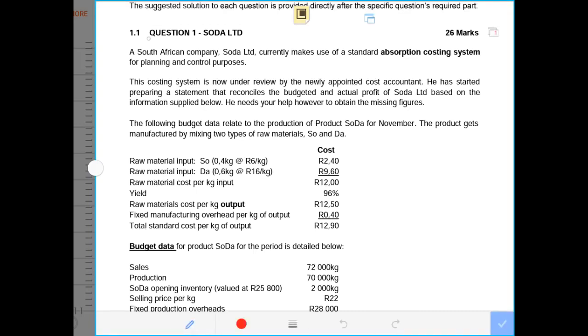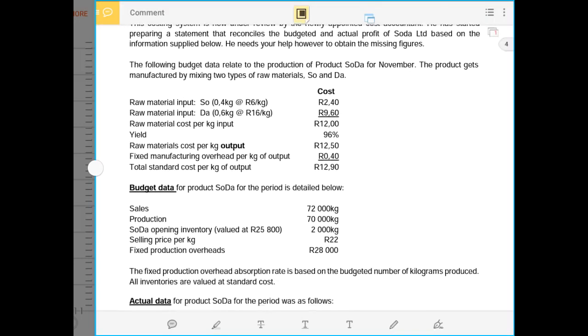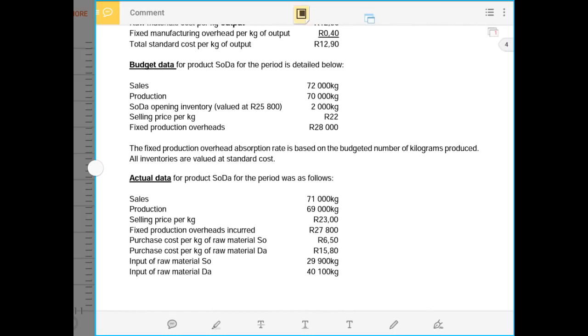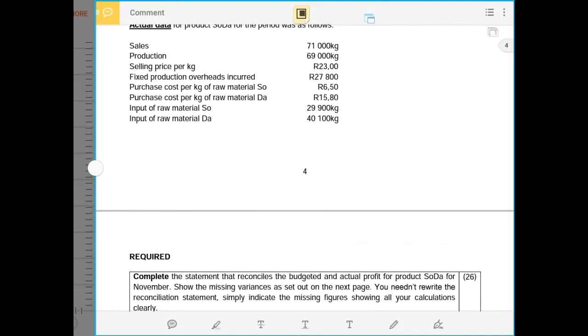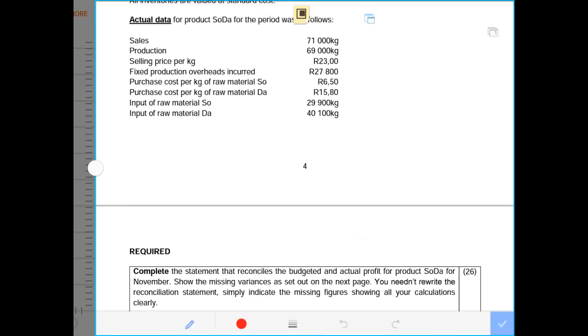So I will be doing question 1 named Soda LTD, and this question was out of 26 marks. I just want to go straight to the requirement, which is only one requirement: to complete the statement that reconciles the budgeted and the actual profit for product Soda for November, and we are required to show the missing variance as set out on the next page.